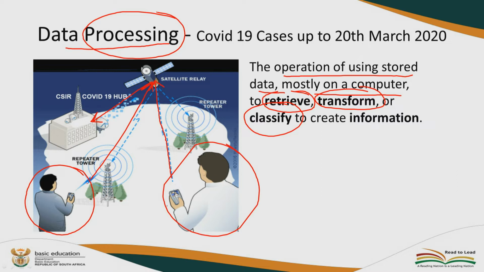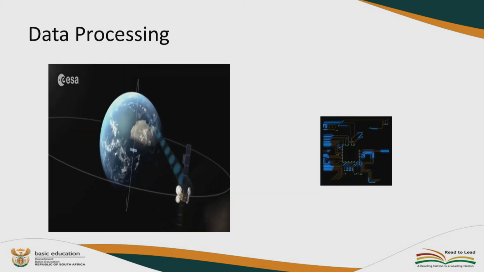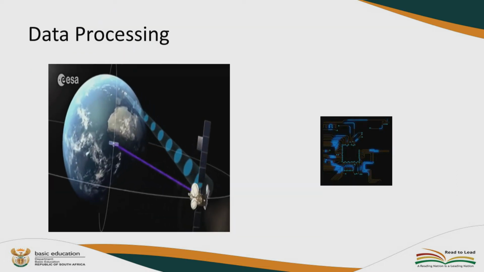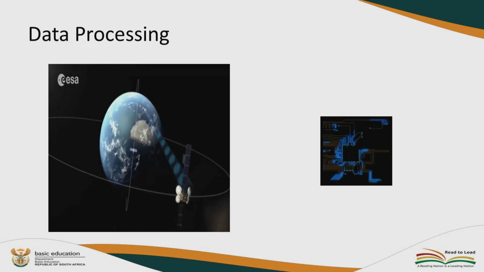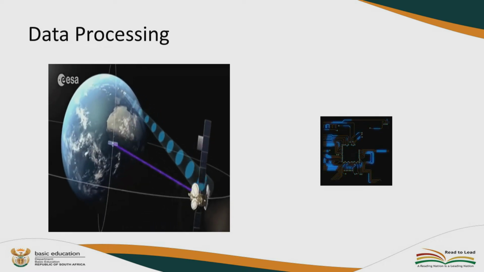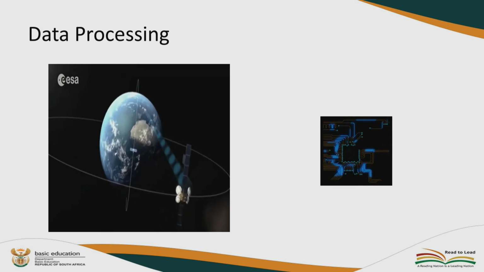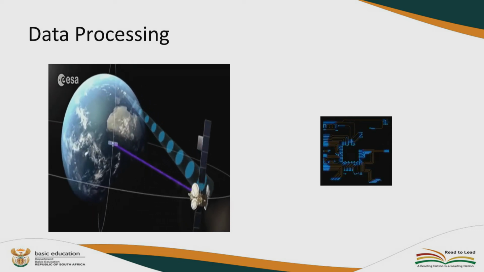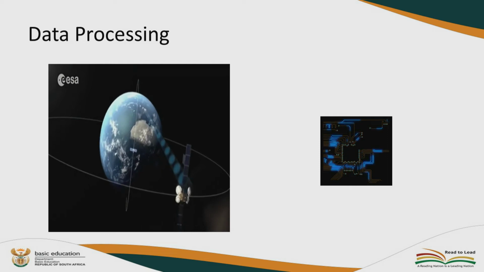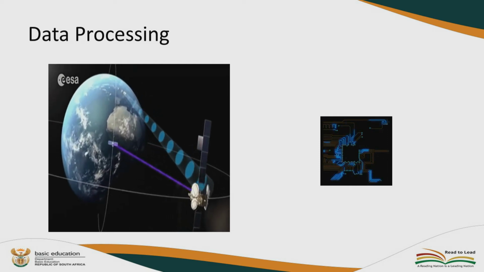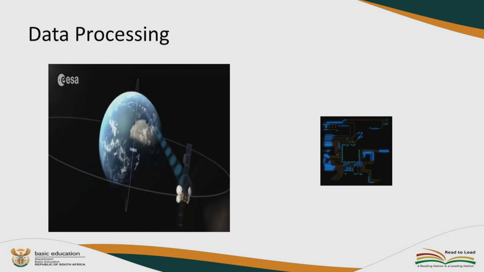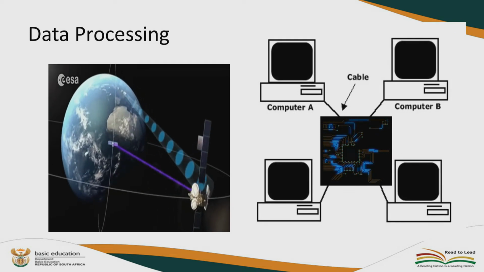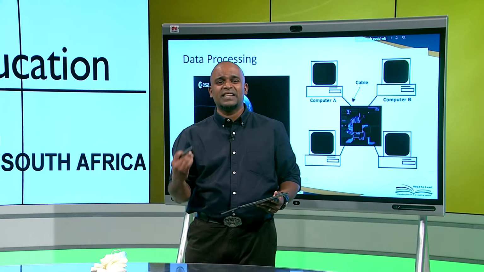So if you look at the next slide, it displays to you the process of data. Now, what is data processing? Data processing will be the uploading of information from the ground to a satellite and back to a central hub. Those central hubs are represented by computers. Computers then start processing that information.